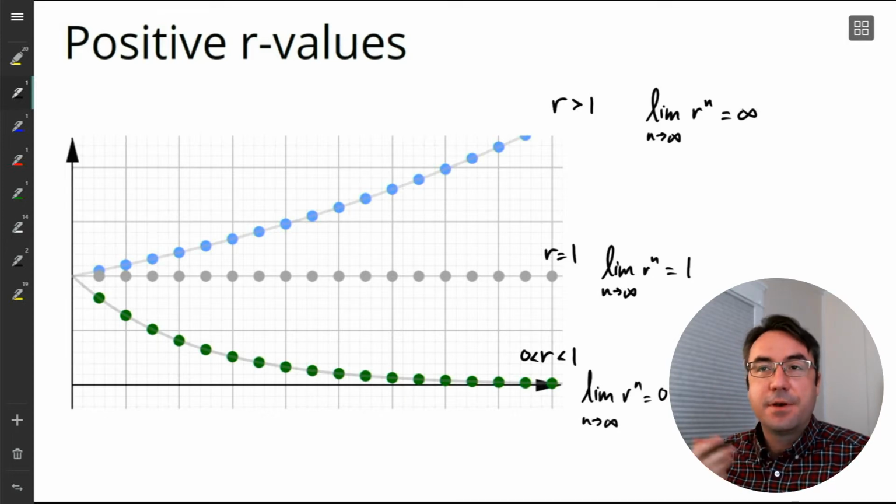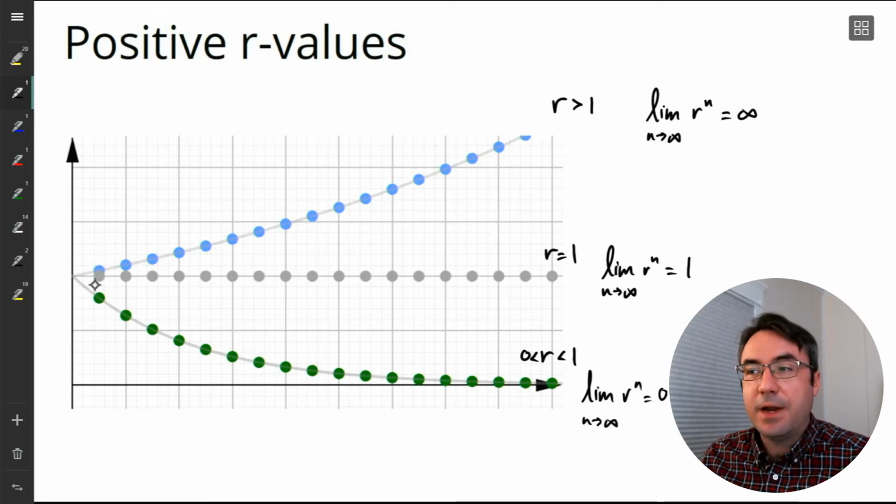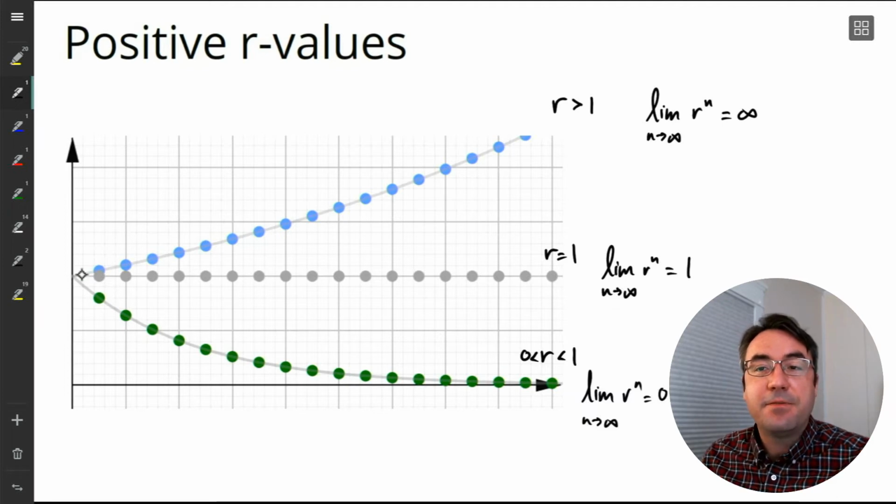So we have 3 different possibilities here, and it really depends on what happens around when r is equal to 1. If r is greater than 1, then the terms of our geometric sequence will blow up. It'll get really big. If r is equal to 1, then it just stays constant. It stays constantly 1. So the limit of r^n is equal to 1. And if r is smaller than 1, then it's actually just going to decay down to 0.